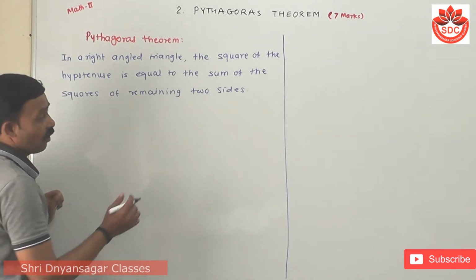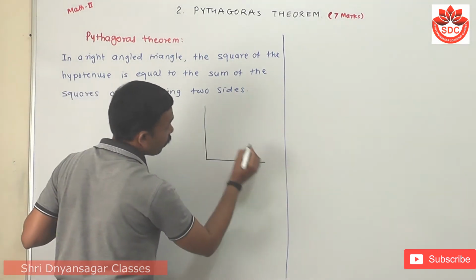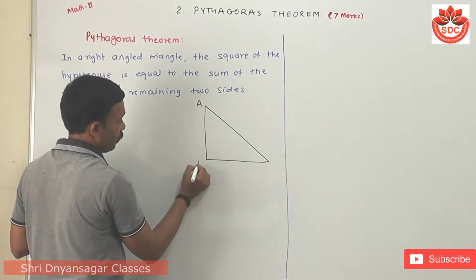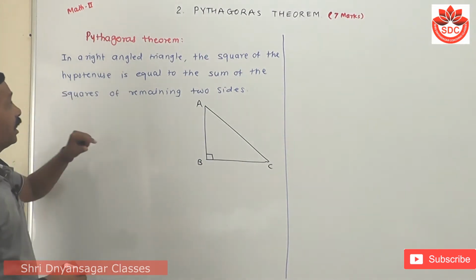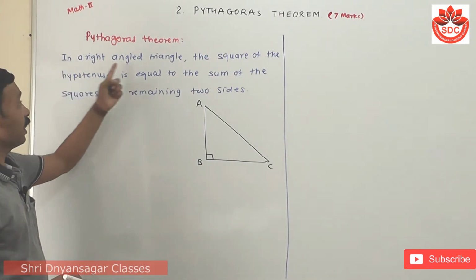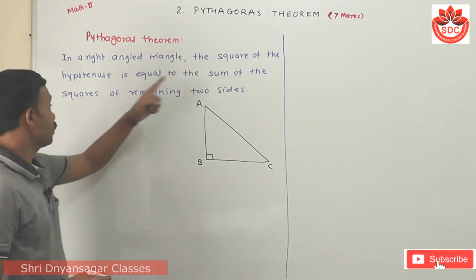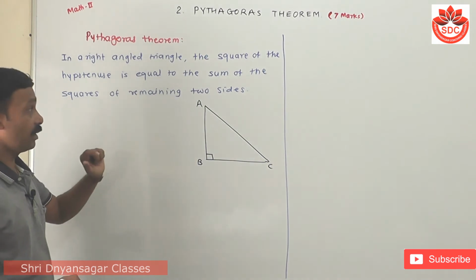Now for this we draw one triangle. Here is triangle ABC. This is a right angle triangle. Now in this statement there are two statements. First one is in a right angle triangle, and second one is the square of the hypotenuse is equal to the sum of the squares of the remaining two sides.